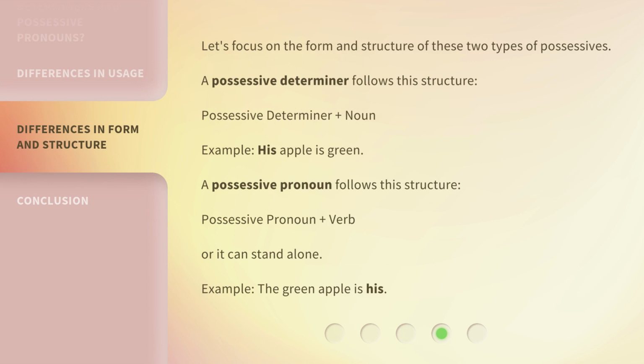Let's focus on the form and structure of these two types of possessives. A possessive determiner follows this structure. Possessive determiner plus noun. Example: his apple is green.